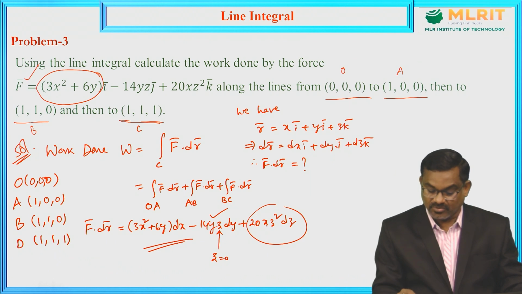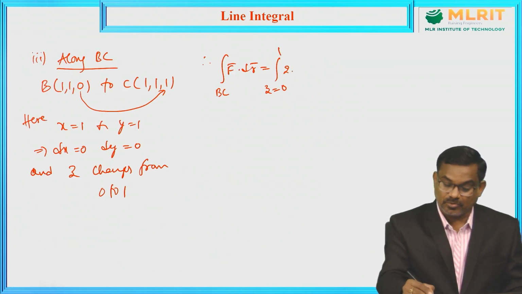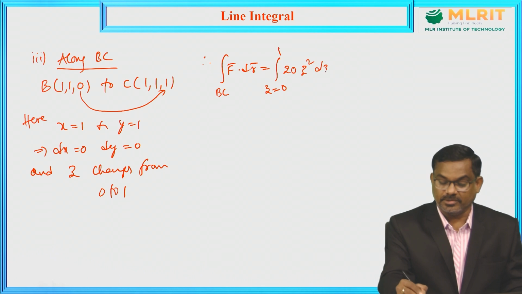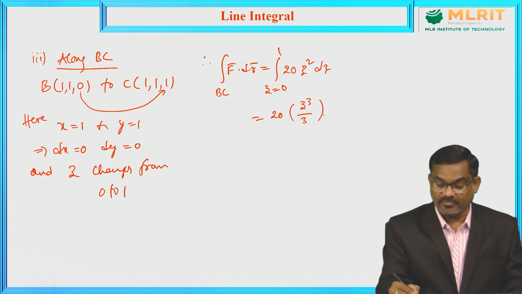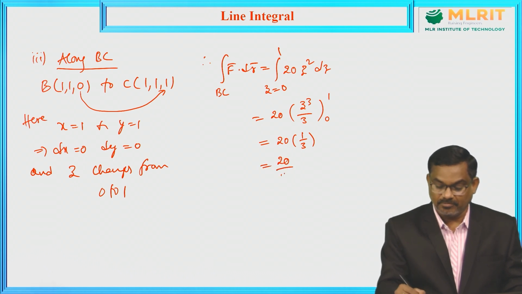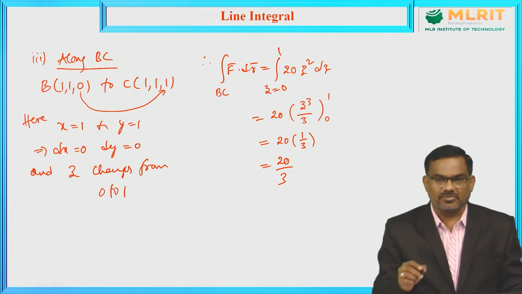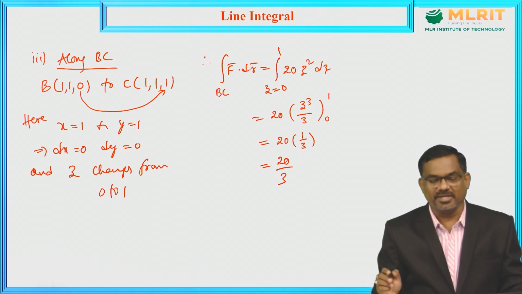So here x equal to 1. So 20 z square dz. 20 is a constant and the integral of z square is z cube by 3 from 0 to 1, which gives 1 by 3. The upper limit is 1, the lower limit is 0. So 20 by 3. So here the line integral is evaluated along three lines OA, AB and BC.